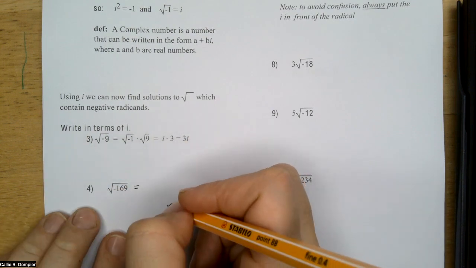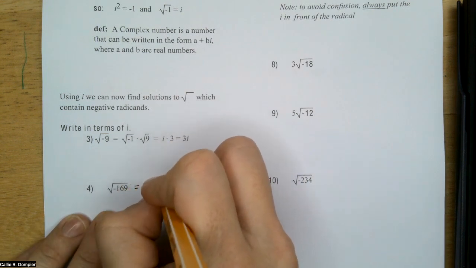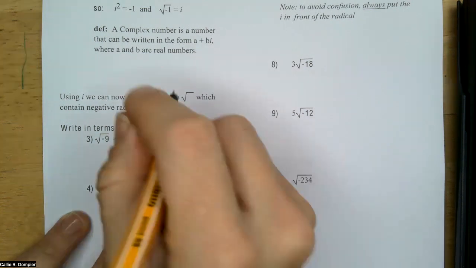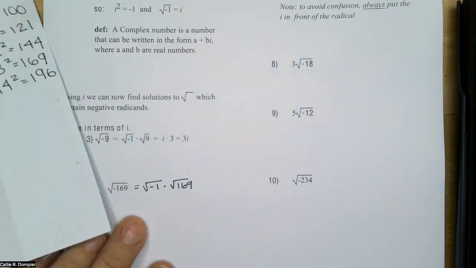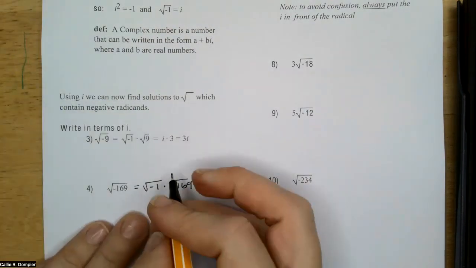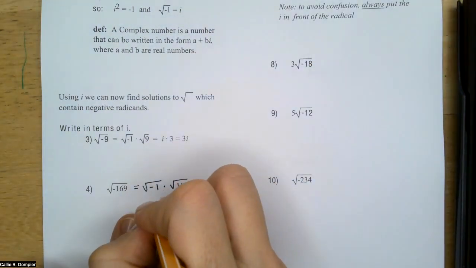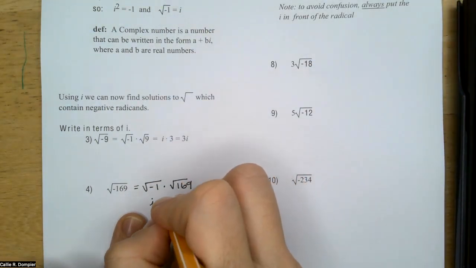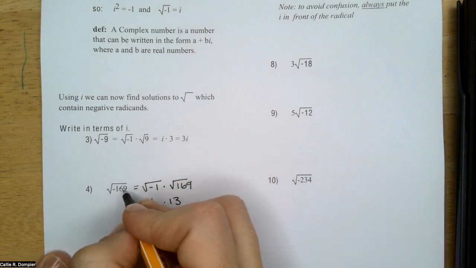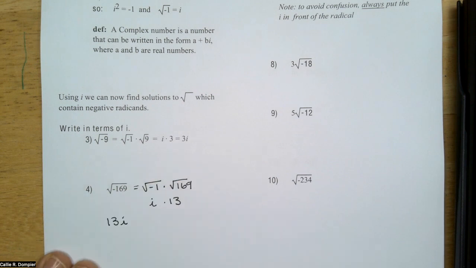The square root of negative 169 is equal to the square root of -1 times the square root of 169, right? Which, if we look at the list, 169 is 13 squared. So we know that the square root of -1 becomes i, and then the square root of 169 is 13. So the square root of -169 is 13i.